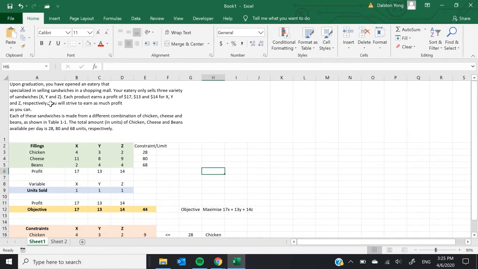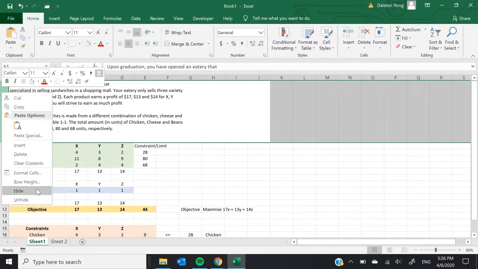Do pay attention to this statement: you will strive to earn as much profit as you can. This statement alone tells us that this is a maximization problem. We're trying to maximize the amount of profit we can make. I'm going to hide this because I need more space on the board.